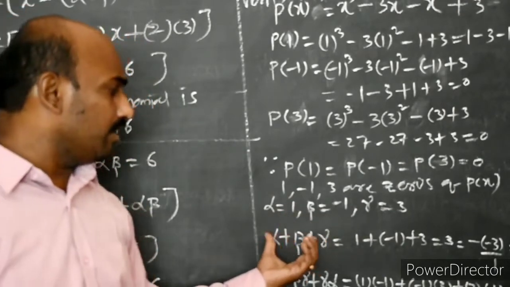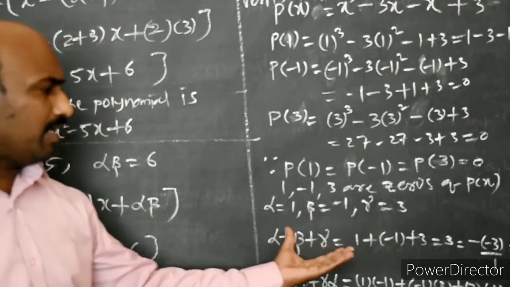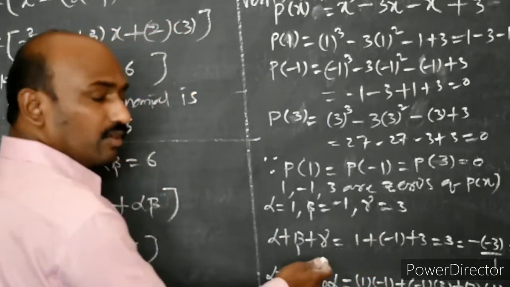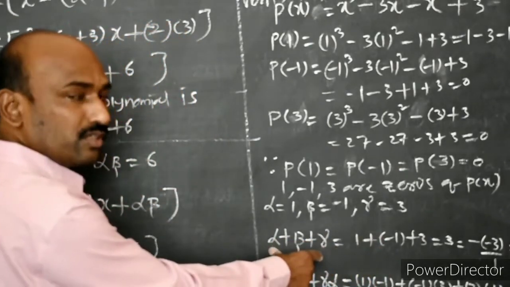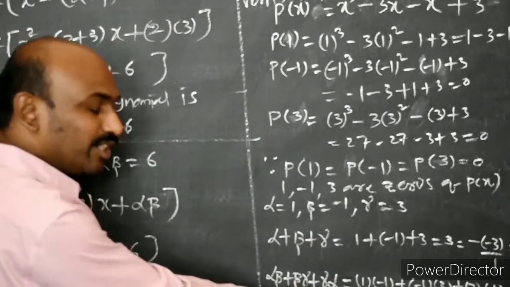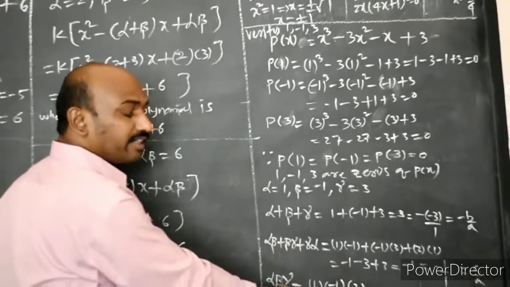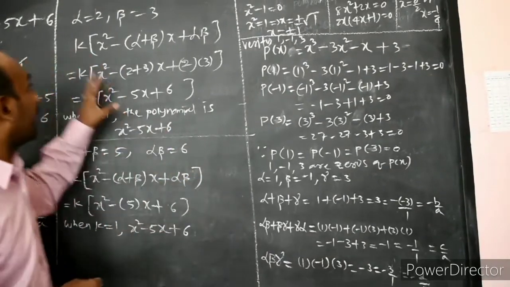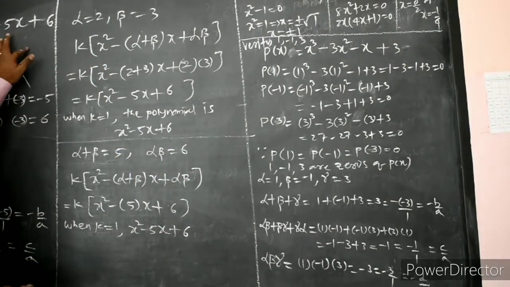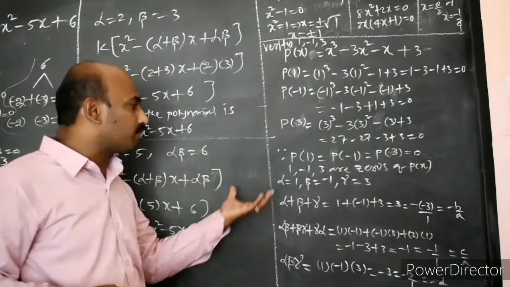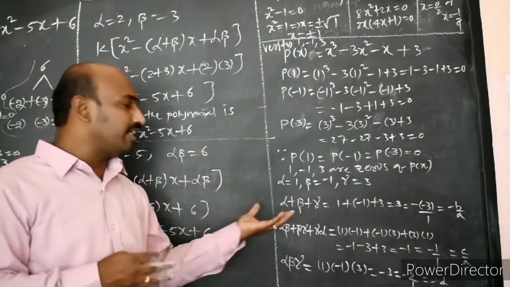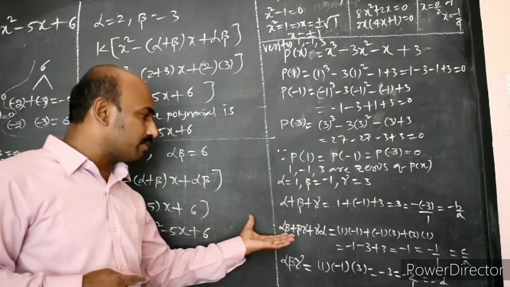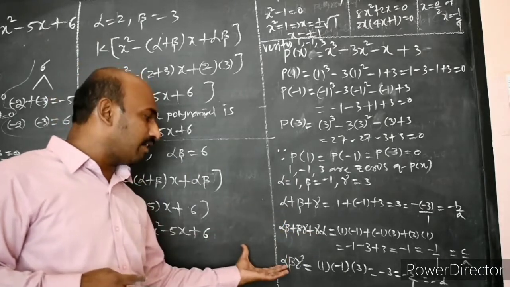Then we can verify the relation between the zeros: alpha plus beta plus gamma, the sum of the products of zeros taken 2 at a time, and the product of zeros. Here we need to verify 3 relations. For a quadratic polynomial with 2 zeros, we get alpha, beta, the sum of zeros and product of zeros. But for a cubic with 3 zeros, we need to verify these 3 conditions: alpha plus beta plus gamma, alpha beta plus beta gamma plus gamma alpha, and alpha beta gamma.